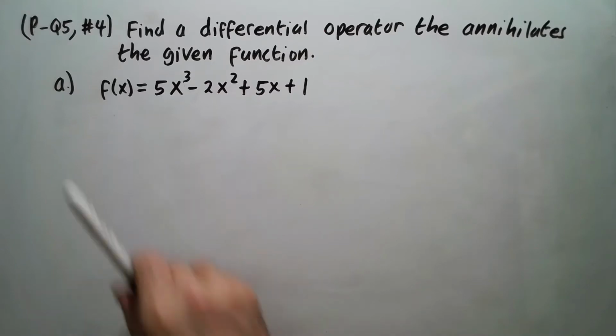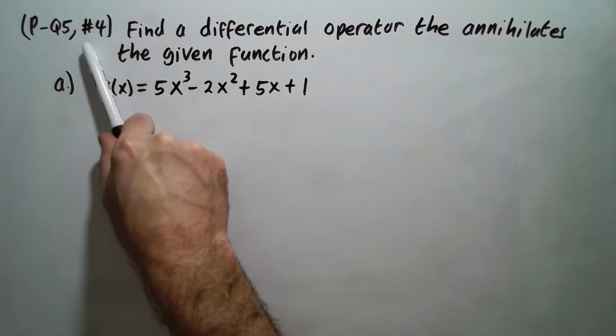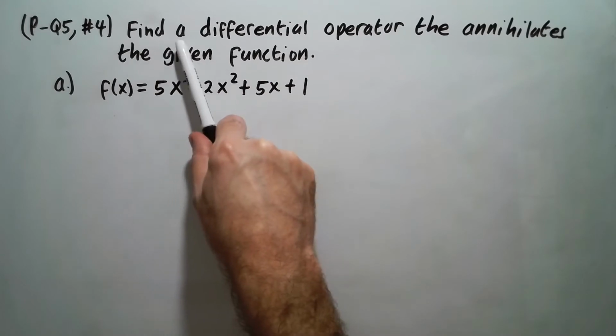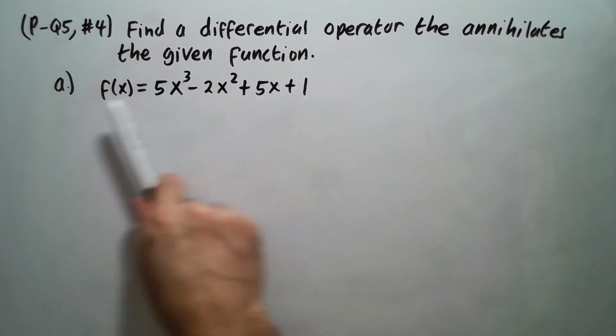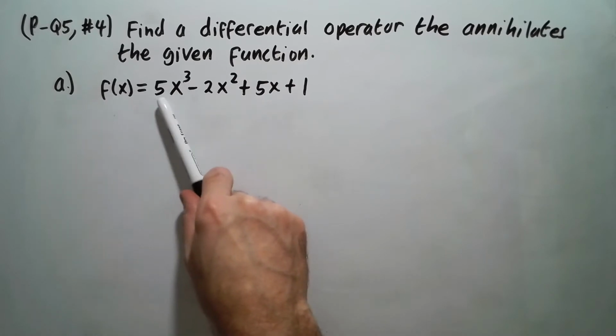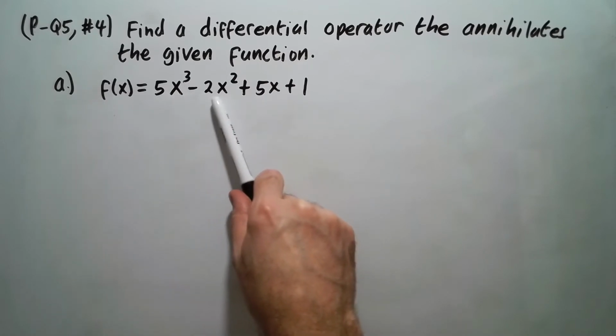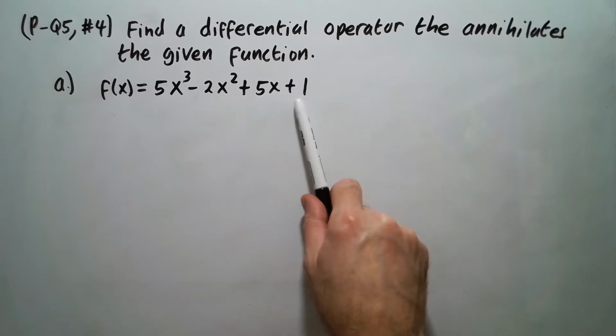Okay, so let's take a look at practice quiz 5, number 4. It says find a differential operator that annihilates the given function. So A, we have f(x) equals 5x cubed minus 2x squared plus 5x plus 1.